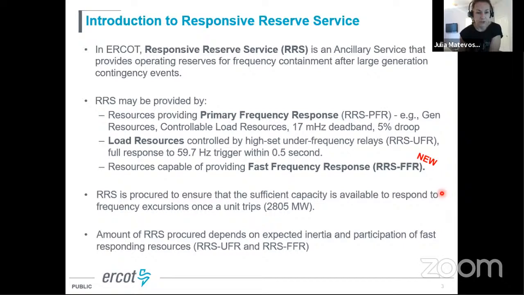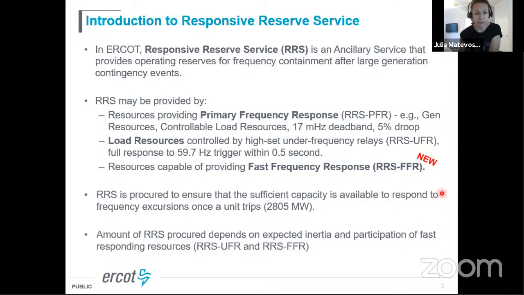This responsive reserve service for frequency containment can actually be provided by three components. The first one is primary frequency response. This is your traditional governor response from generation resources, but ERCOT also allows controllable load resources and storage to provide it. They provide a similar type of response that looks like governor response. We have a 17 millihertz deadband and a maximum 5% droop. Droop can actually be set lower than 5% if possible.